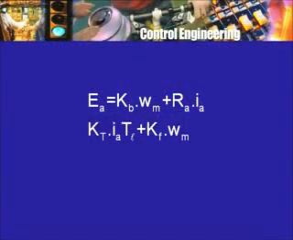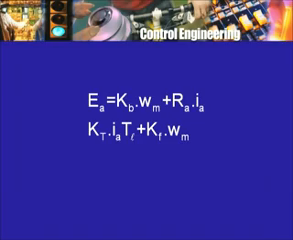The two equations for the steady state operation of the drive are quite easy to solve. The electrical equation is the applied voltage EA equal to the back EMF term KB into omega m plus the armature drop IA into RA. The second equation is the torque equation. The torque produced by the motor winding, KT into IA, equals the load torque TL plus the torque required to overcome friction, that is given by Kf into omega m.